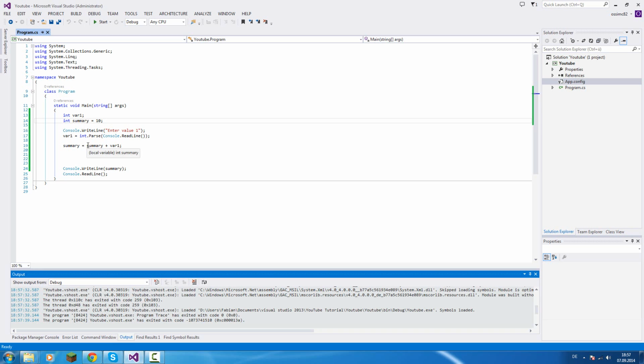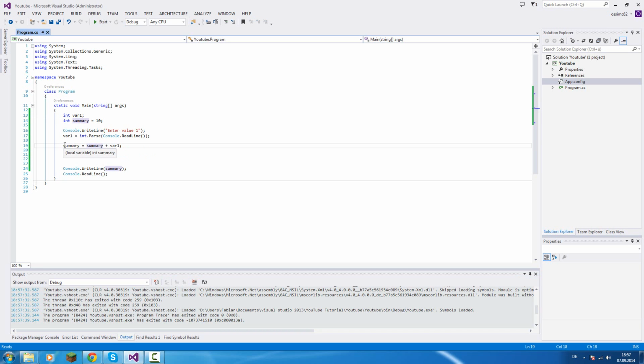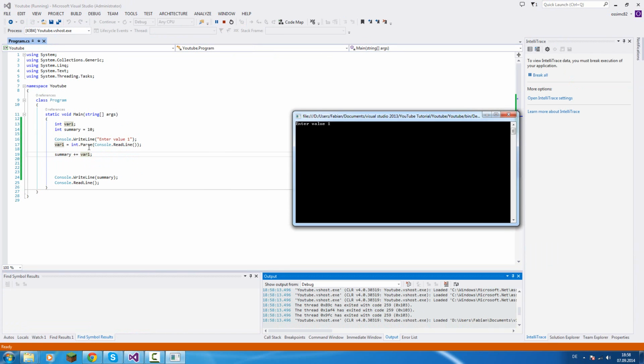That's a way you can do it, but you can also do it in a shorter way. If you want to add something to a variable, you don't need to assign it anew like I did here. We can also use summary plus equals variable 1. That means add this to the summary. If we start it, remember summary is still 10. If we enter 50, we get 60.